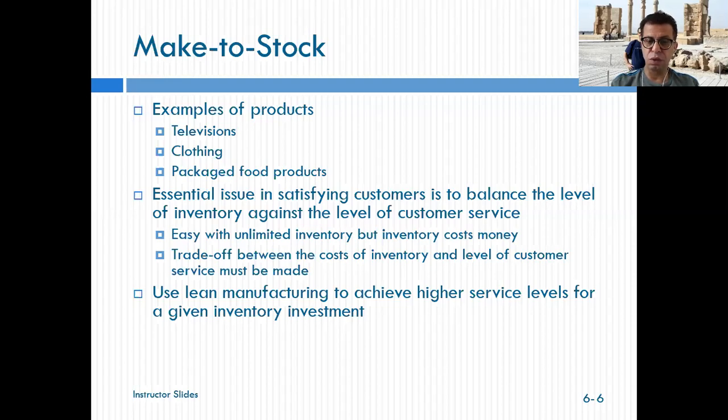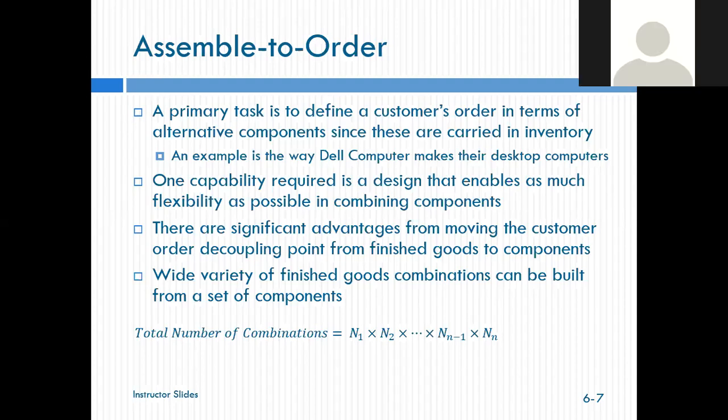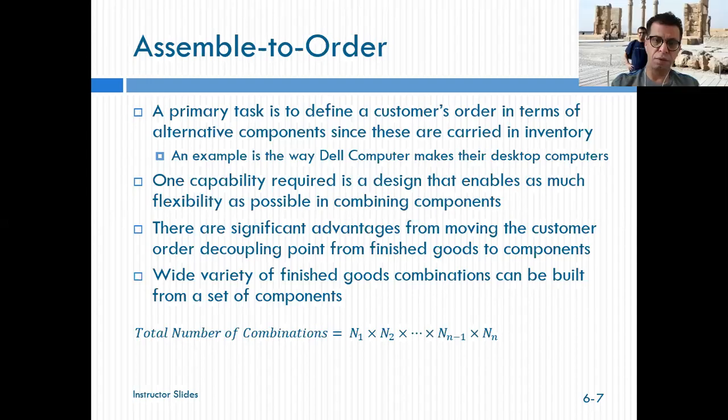So you use lean manufacturing to achieve a higher service level for a given inventory investment. You want to make sure you bring things just in time, you produce things on time, and you supply them on time to the customers. Now, a primary task is to define a customer order in terms of alternative components, since these are carried in the inventories.